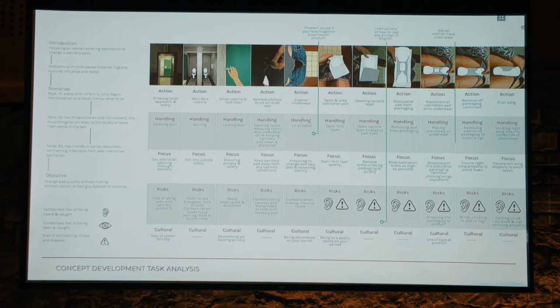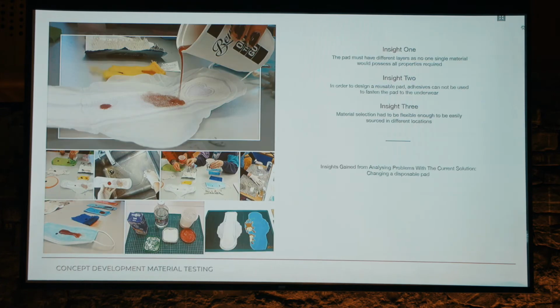We tried to break down one task and really understand what it is a person is trying to achieve in that, and where there might be pain points or where they might have issues, or in this case where there might be contamination. So what we did was we focused on women trying to enter a bathroom, change a sanitary pad and come away. And so we broke the task down into small actions, what you'd have to handle, what you'd be focusing on, and what the risks are when you're doing that.